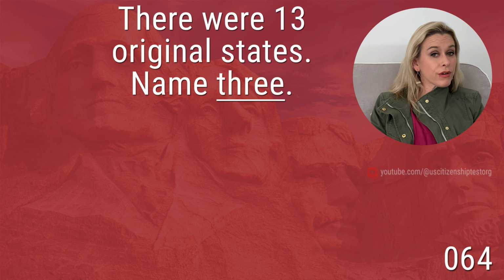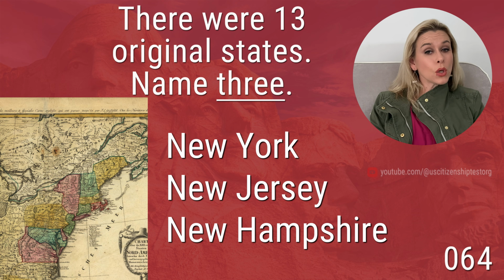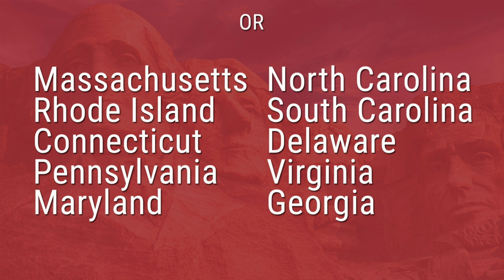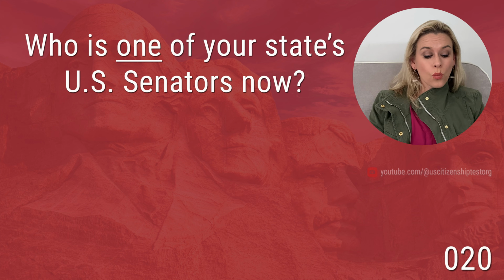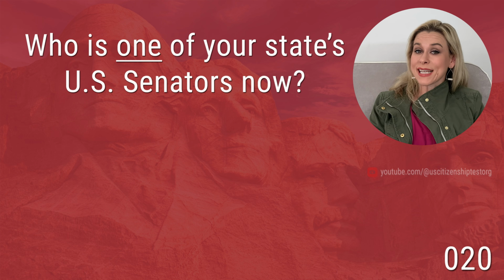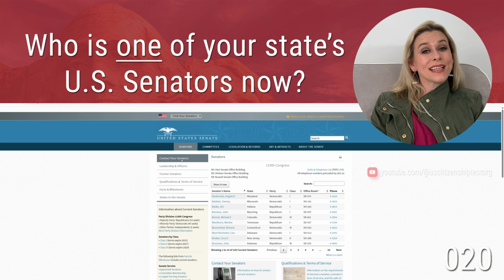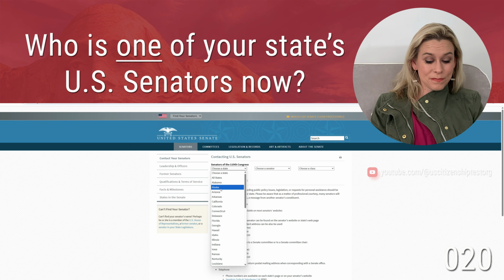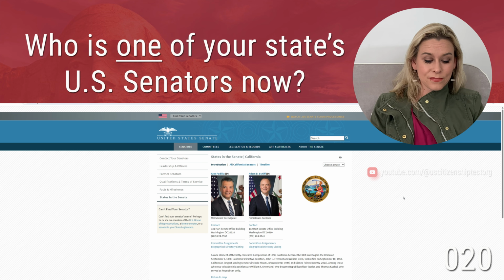There were 13 original states. Name 3. New York, New Jersey, and New Hampshire. What is one of your state's U.S. senators now? The answer will vary, so check the link in our description.